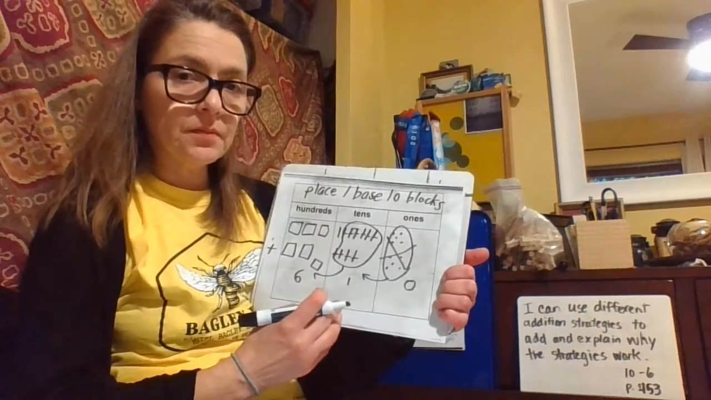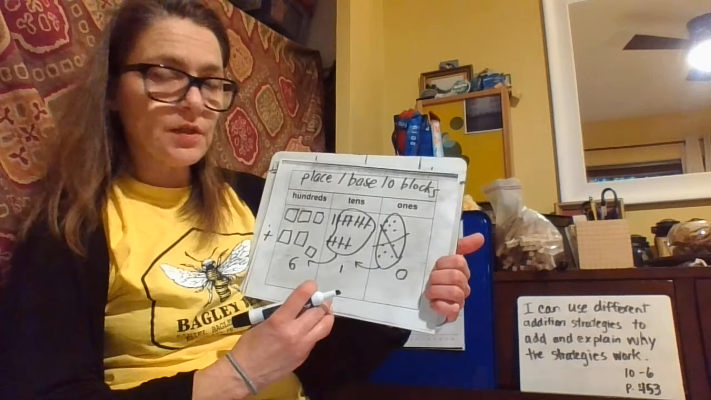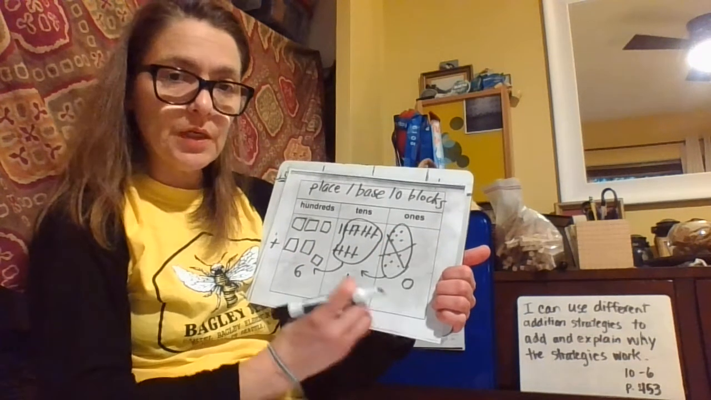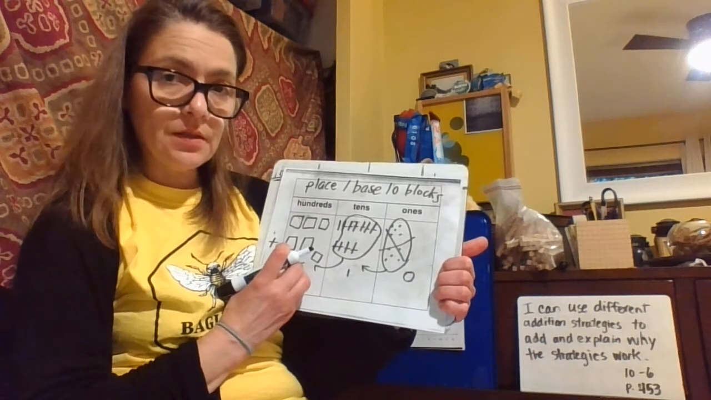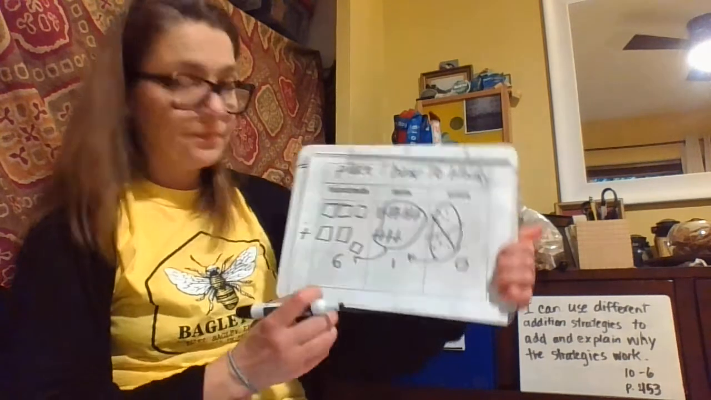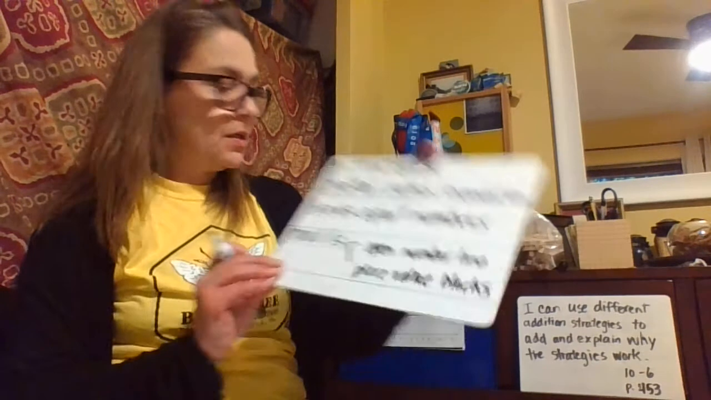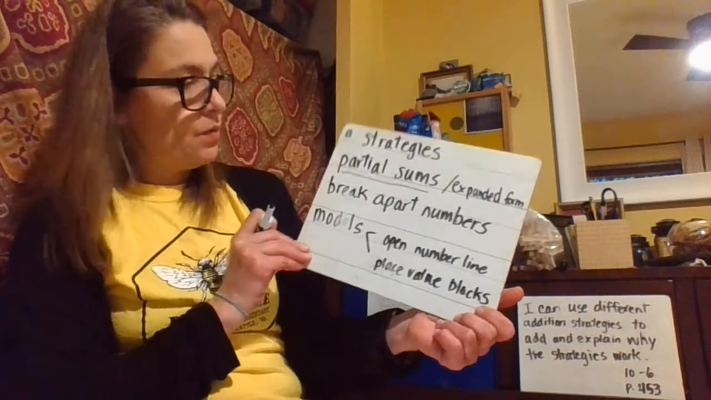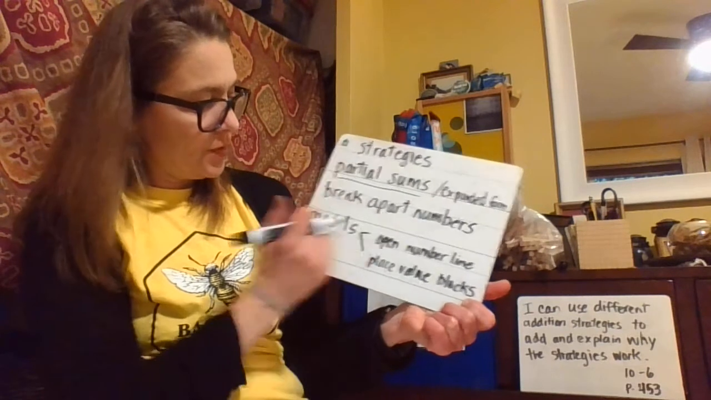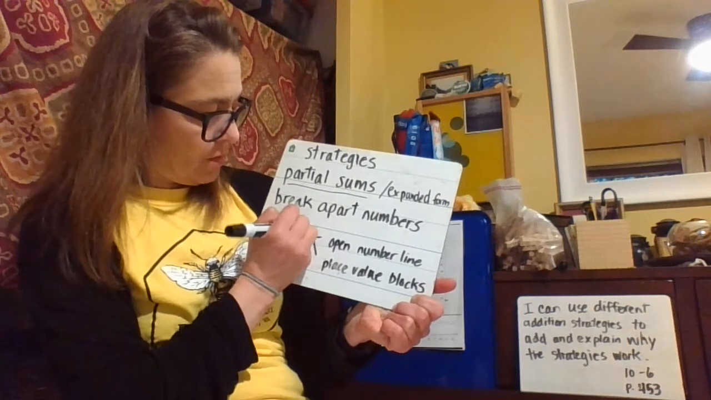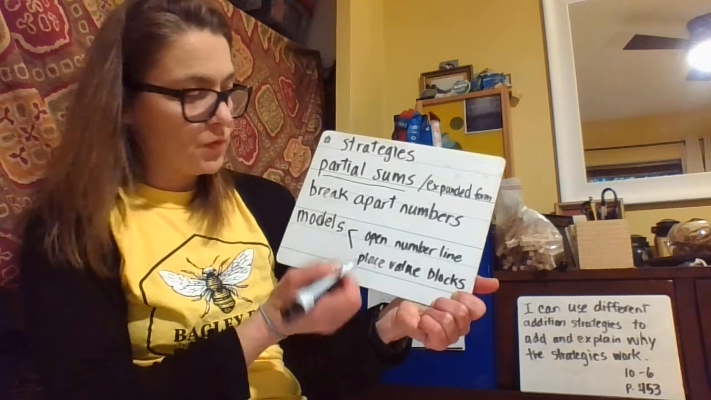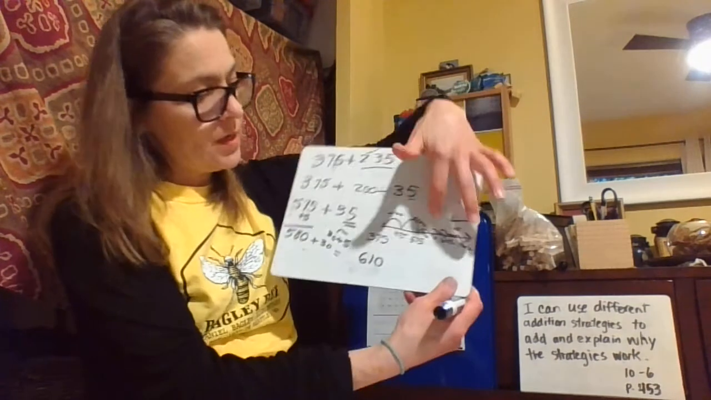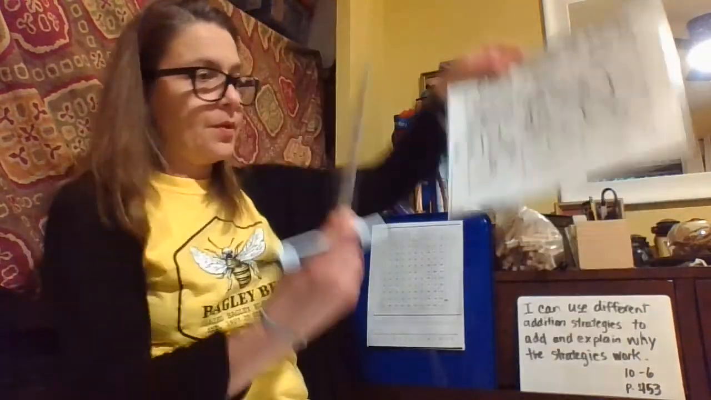And this is a model. Okay, and this works because it gives you a visual and you can regroup. You're able to regroup the ones and you're able to regroup the tens. Okay? All right, so there we go. We have the different ways to do it, the different strategies. We have partial sums, break apart numbers, and we can do models. And models are a method that always works. And there's different kinds of models, and the two models we did was the number line right here and drawing the place value blocks.